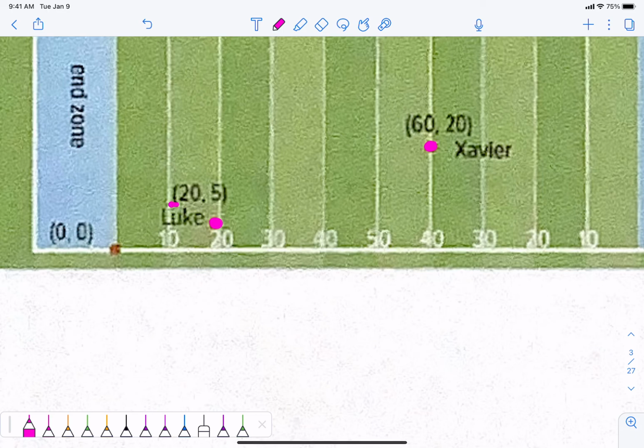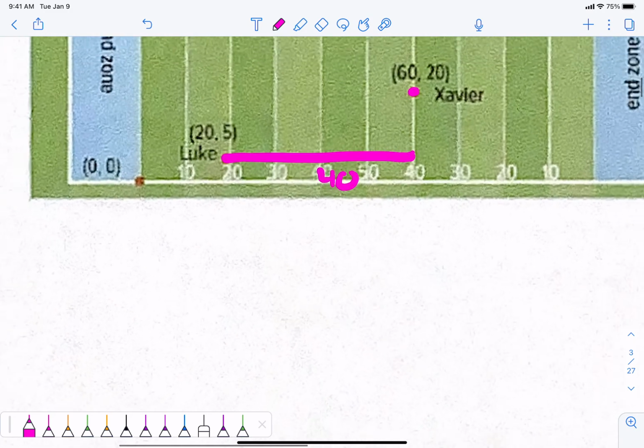That would be a 40-yard pass, right? It's actually, the pass would be 40 yards if they were going straight from here to here, right? But it's not going to be exactly 40 yards. We're going to use the distance formula to figure out how long it is exactly.